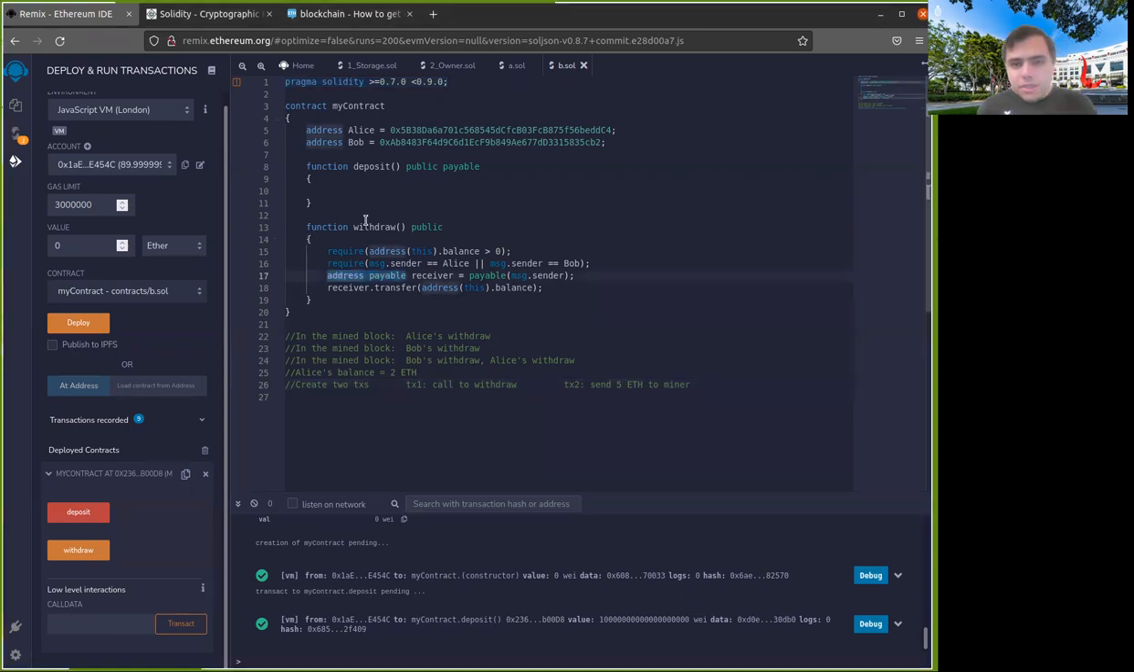Okay, but let me just go back here. So we have these two addresses, Alice and Bob. But another thing that we can do is that we can maybe have another function where Alice and Bob sign up in this contract instead of just having this address hard-coded here. And suppose that we have that.